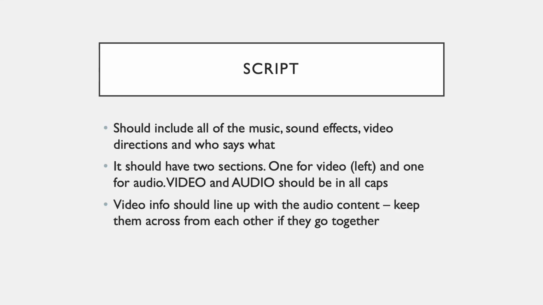The script should include all the music, sound effects, video directions, and who says what. And it should have two sections, one for the video, which is typically on the left, and one for the audio, which is typically on the right. And video and audio should be in all caps. Video info should line up with the audio content, so you want to keep them across from each other. You'll notice in that sample script that there were a lot of spaces in between each section, because that allows me to know that that video goes with that audio. And when I see the next video and audio next to each other, that's the next scene.